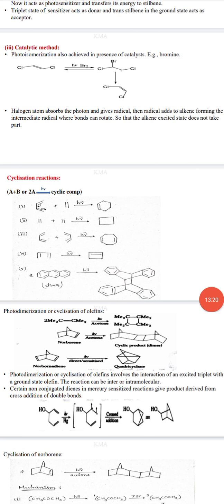So next, coming to the cyclization reactions. Cyclization reactions are also called photodimerization of olefins. This reaction involves interaction of an excited triplet state with the ground state olefin. The reaction can be intermolecular or intramolecular.